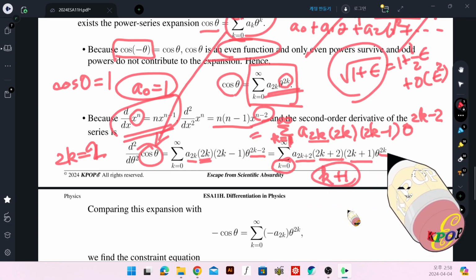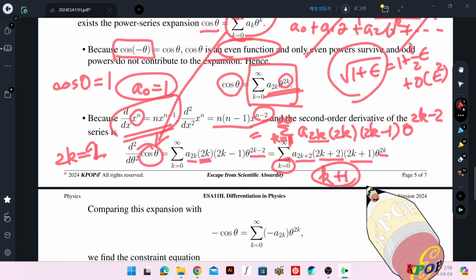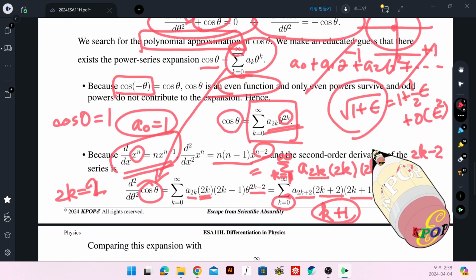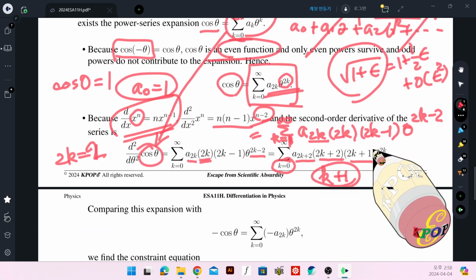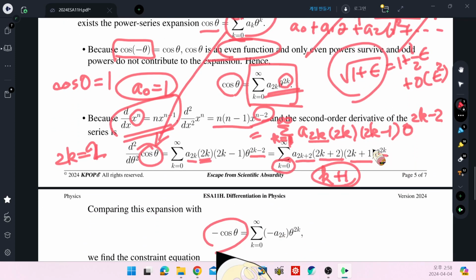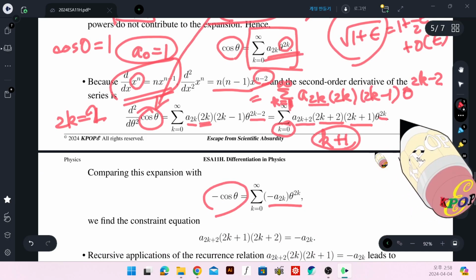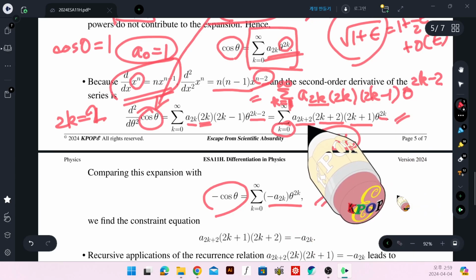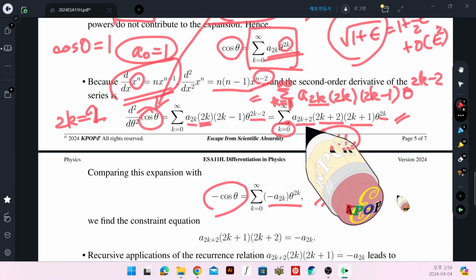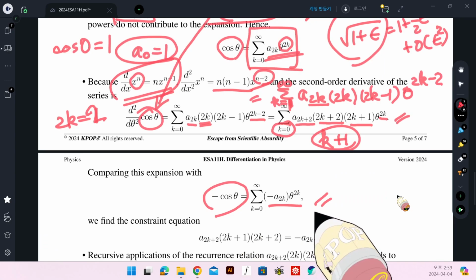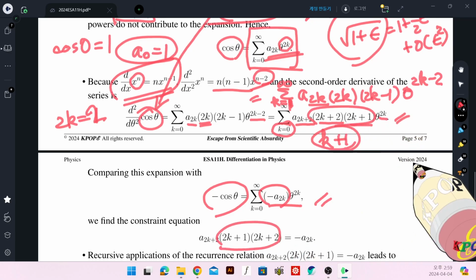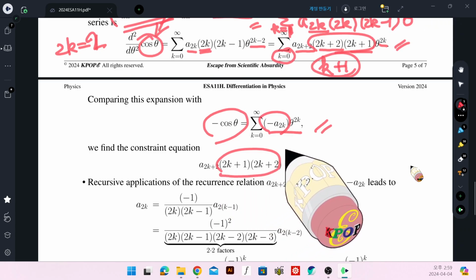As a result, we'd like to compare this, because this one must satisfy this relation. The second order derivative must be the same as minus cosine. And minus cosine is minus this one. Let us compare this one and this one. They must be the same. We find a 2k plus 2 times an additional factor is minus a 2k. Why don't we divide both sides by this factor?